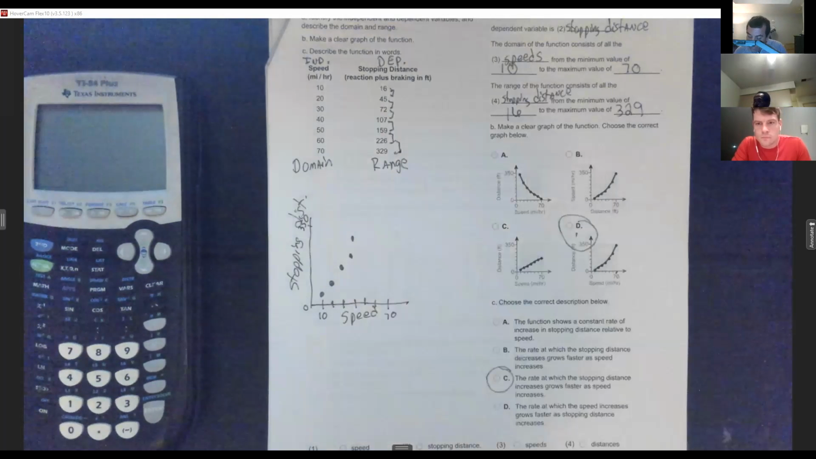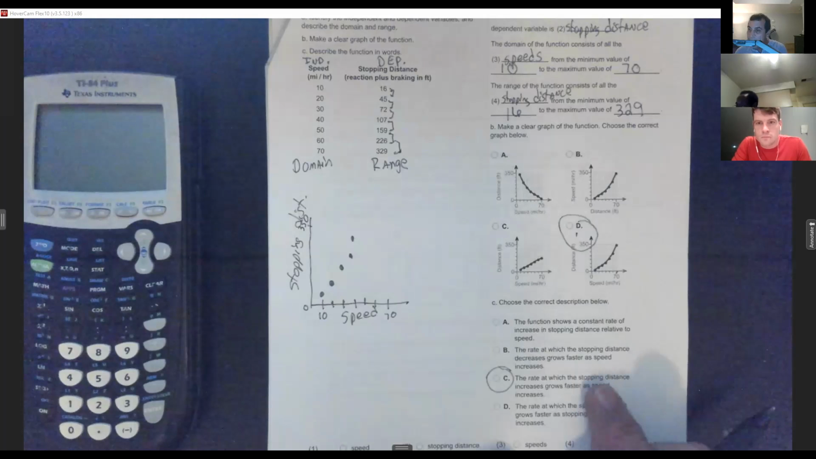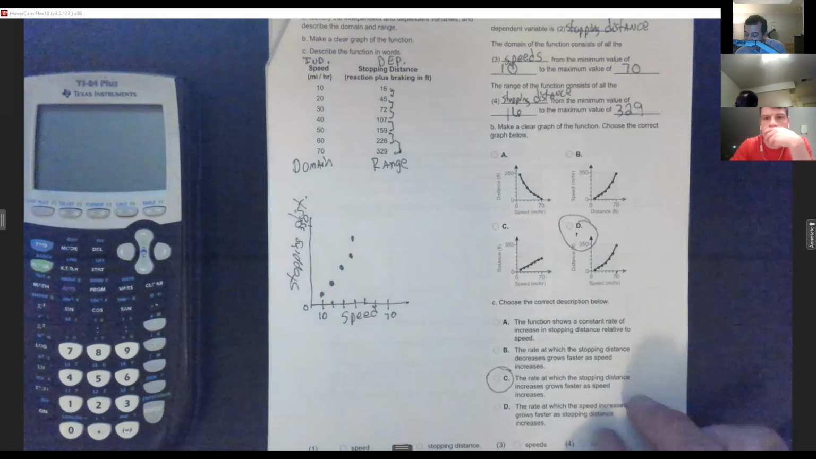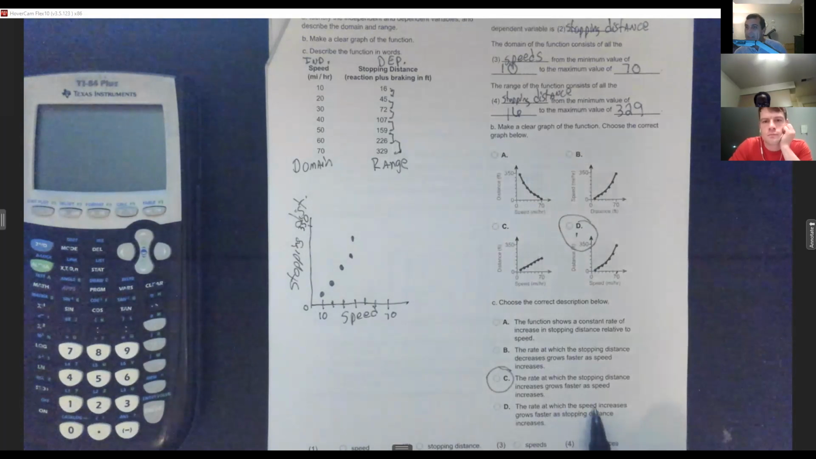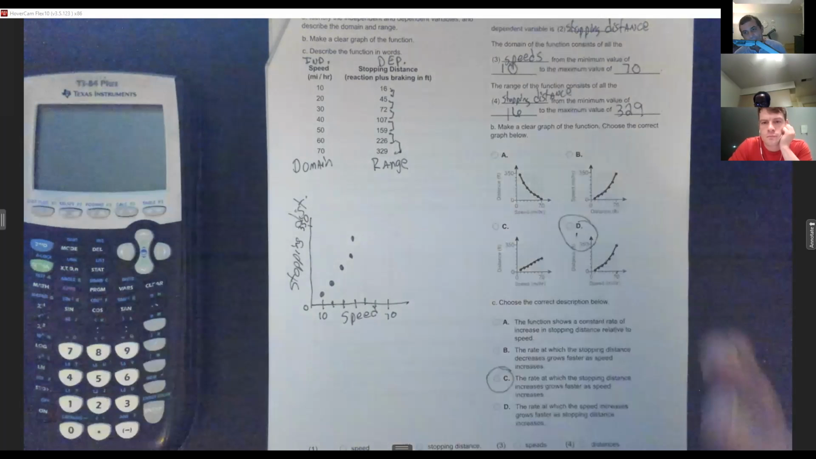And then the rate at which the speed increases, no, because the speed doesn't depend on the stopping distance. The stopping distance depended on the speed. So this one, they're just trying to flip around, but the speed doesn't increase because of the stopping distance. The stopping distance increases because of the speed. So y'all watch for them to try to switch that order on you, okay?